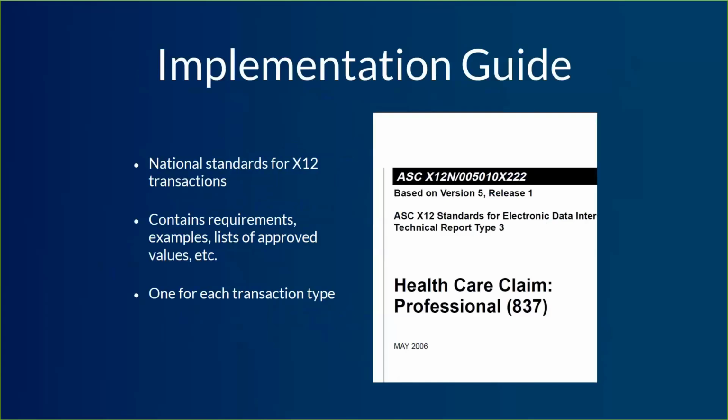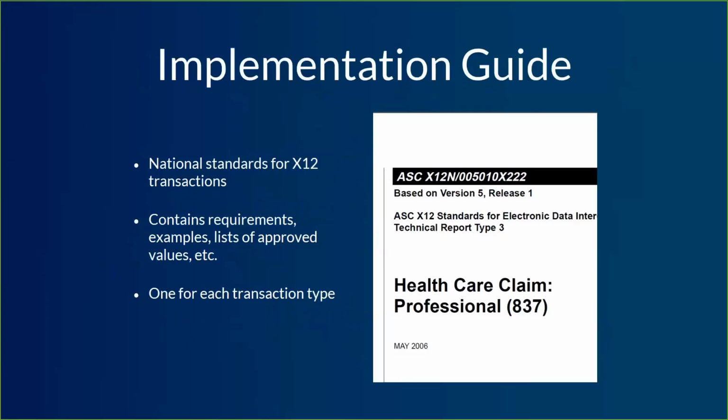So we rely heavily on these implementation guides. They do use the national X12 standards and then tell you, here's how you can make it happen. And they contain all of the requirements, the examples, list of approved values, all of that stuff that you might need to make it happen. And it's very comprehensive. And when I say everything, I mean everything. These are usually between 600 and 800 pages long. And there's a different one for each transaction type.